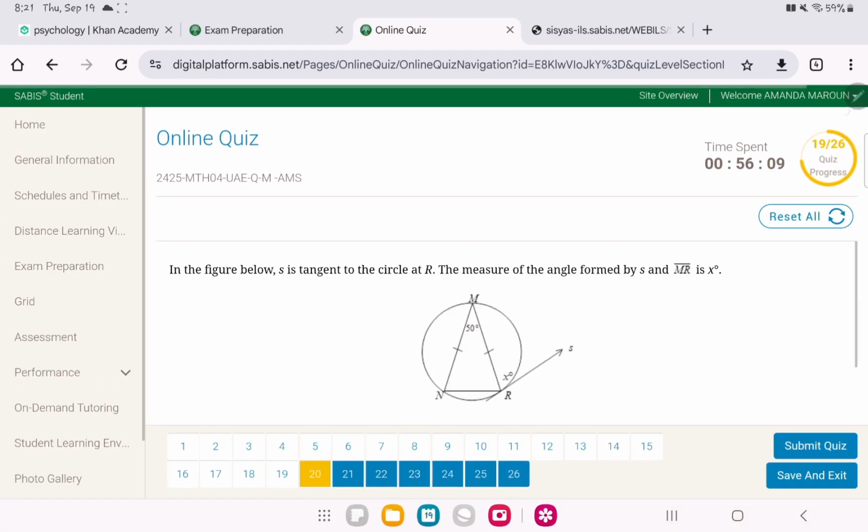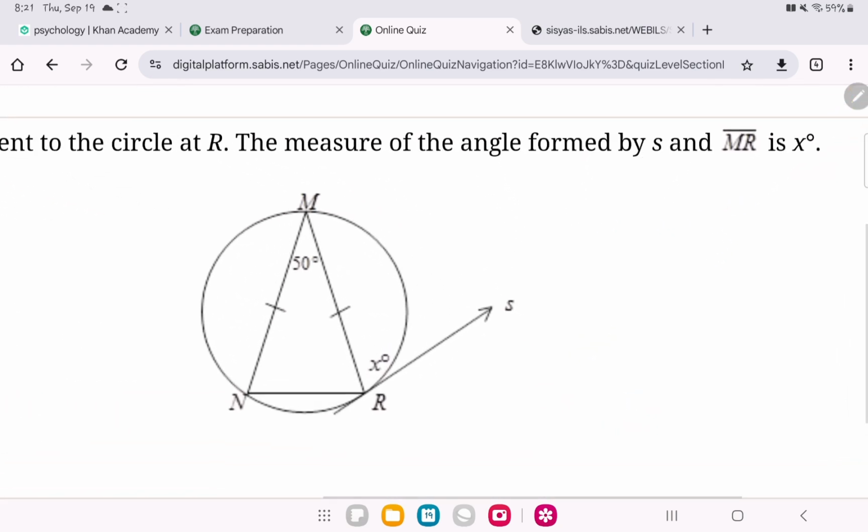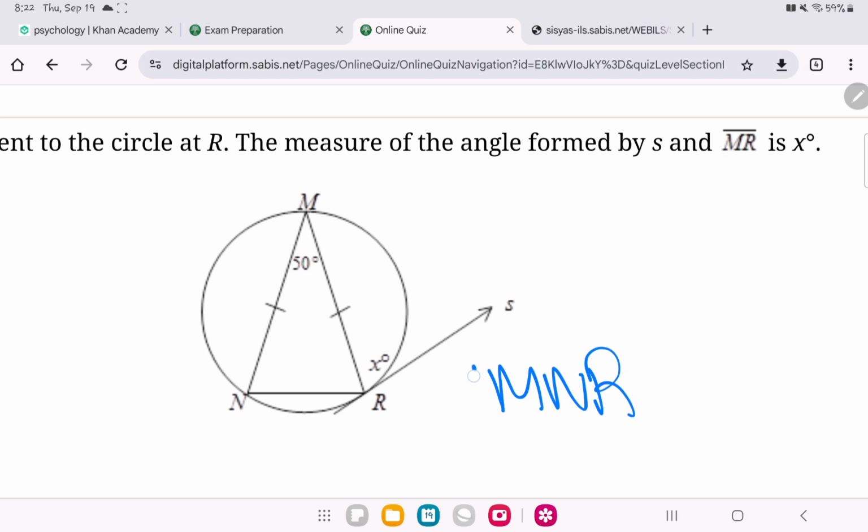Question number 20. In the figure below, S is tangent to the circle R. The measure of the angle formed by S and MR is X. This is very important also. Interior angle X is touching which arc? It's touching this arc over here. But which interior angle is also touching this arc? This interior angle MNR is also touching this arc. So we can say that angle MNR is equal to X, from the rule that we took from the previous question.